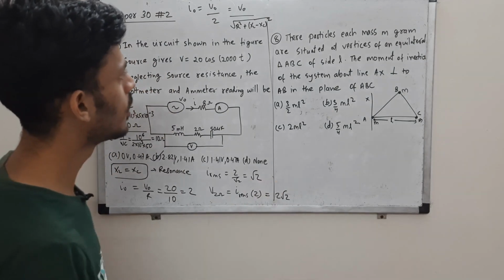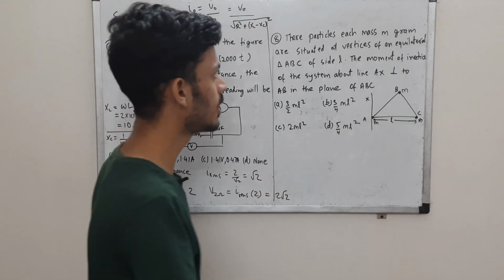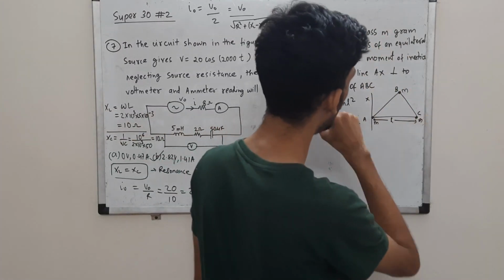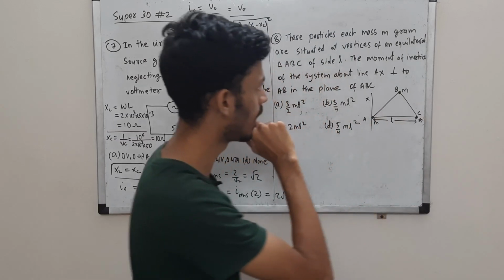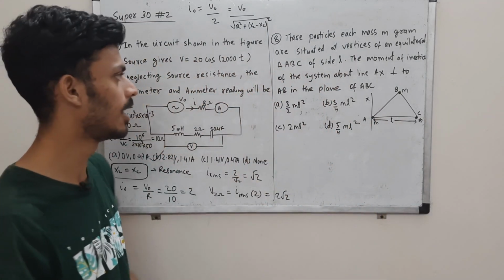Okay, let's come to this one. Here we have three particles, each of mass m, placed on the vertices of an equilateral triangle. Side is L, each side length is L.